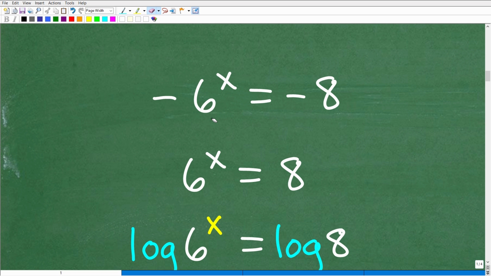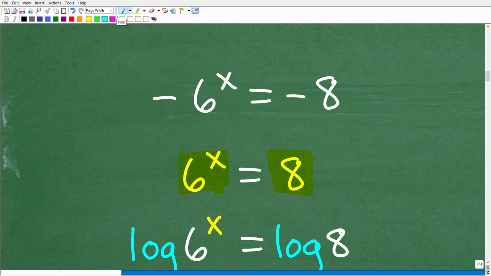Now, at this point, we are ready to take the log of both sides. This is a pretty simple setup. There are certainly much more sophisticated, complex exponential equations, but effectively this is the first step. Now that we have one power on one side of the equation and one number, we're ready to take the log of both sides.